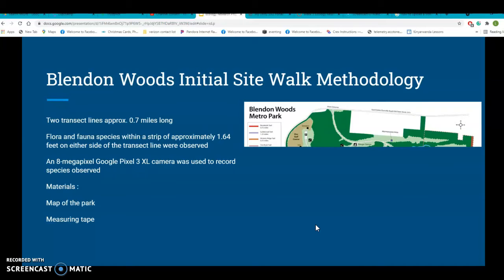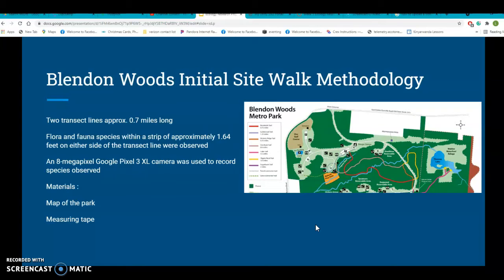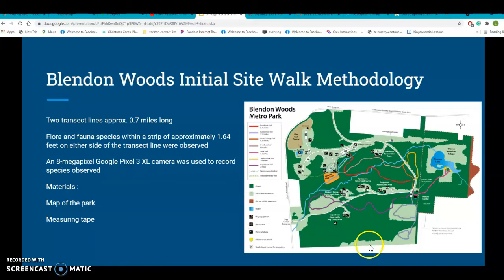So for my initial site walk in Blendon Woods, I used two transect lines approximately 0.7 miles long. Flora and fauna species within a strip width of approximately 1.64 feet on either side were observed. An 8 megapixel Google Pixel 3 XL camera was used to record the species observed. I took a map of the park with me and measuring tape.